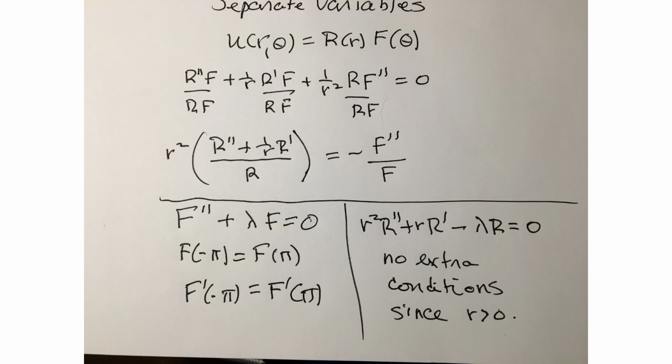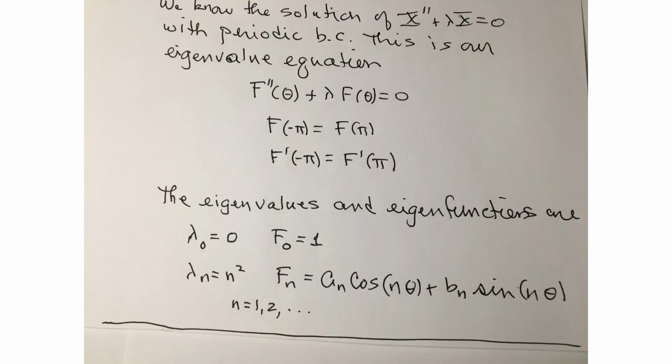We can solve the F equation because it's a standard equation we've studied multiple times this semester. The eigenvalues and eigenfunctions are shown here at the bottom of the screen. Lambda equals 0 is an eigenvalue, and its eigenfunction we'll take as the number 1. And when lambda sub n equals n squared, n starting at 1, we have the sines and cosines combination for the eigenfunction F sub n.